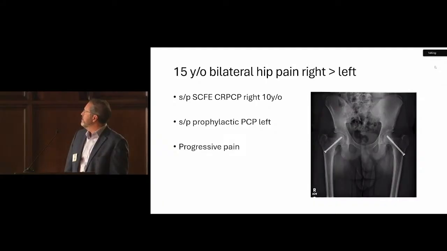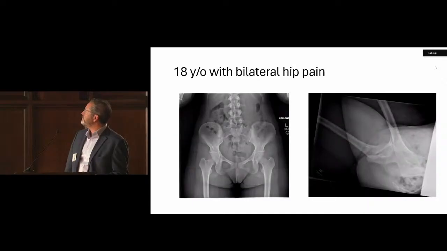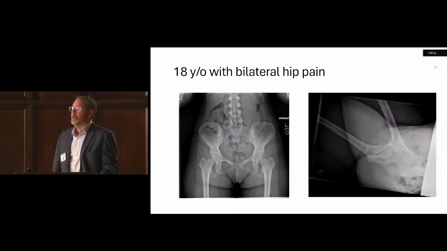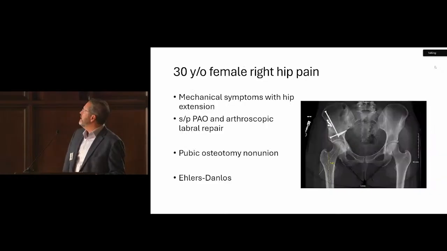This is a 15-year-old with bilateral hip pain with a history of SCFE on the right side that was prophylactically pinned on the left. Now both of them are bothering him about 5 years later. This is an 18-year-old with bilateral hip pain. We'll go through these as we go. And this is a 30-year-old who was referred after PAO. She has a history of Ehlers-Danlos and has a pubic osteotomy non-union and an issue of femoral impingement that we'll go through.